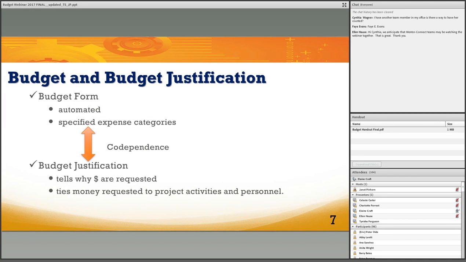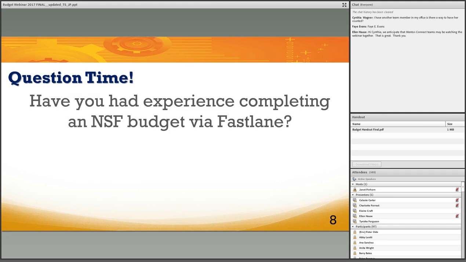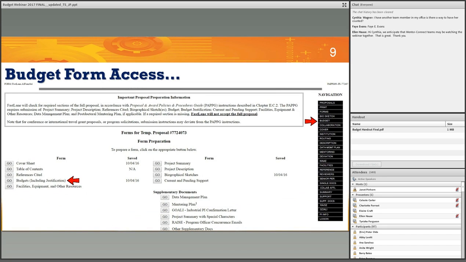As mentioned earlier, before the broadcast started, those registered for today's webinar received a handout tutorial on FastLane access for proposal and budget preparation. So I will move us to that point in the process. Once a proposal has been initiated, you will have access to all proposal sections, including the budget. Each section is activated by clicking on a Go button.